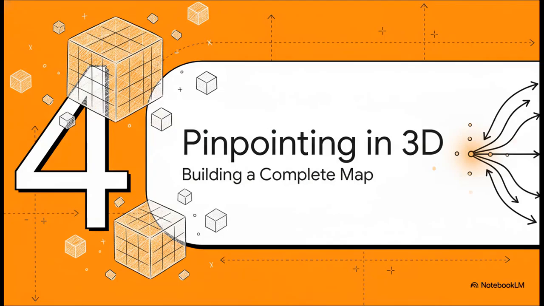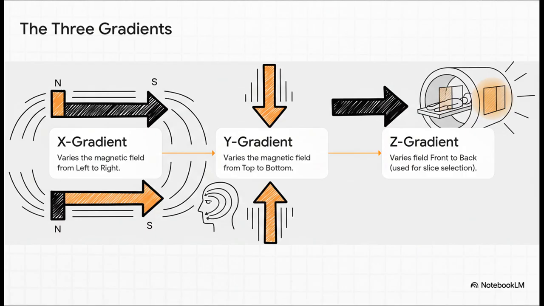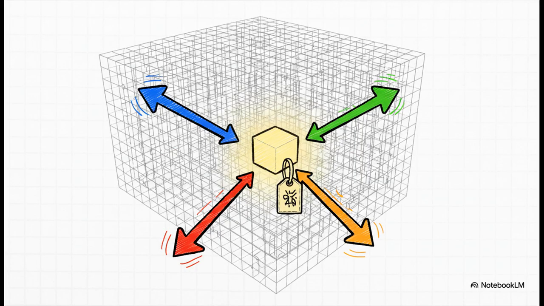Of course, our bodies are three-dimensional, so mapping location in just one direction isn't enough. We need to be able to pinpoint every single voxel in 3D space. And the solution, conceptually, is actually pretty simple. We just use 3 separate gradient fields. We've got an X gradient to vary the field from left to right, a Y gradient for top to bottom, and a Z gradient for front to back. That Z gradient is also crucial for selecting the specific 2D slice we want to image in the first place. So by skillfully combining and rapidly switching these 3 gradients on and off, we can effectively give every single voxel in the body its own unique frequency address label.